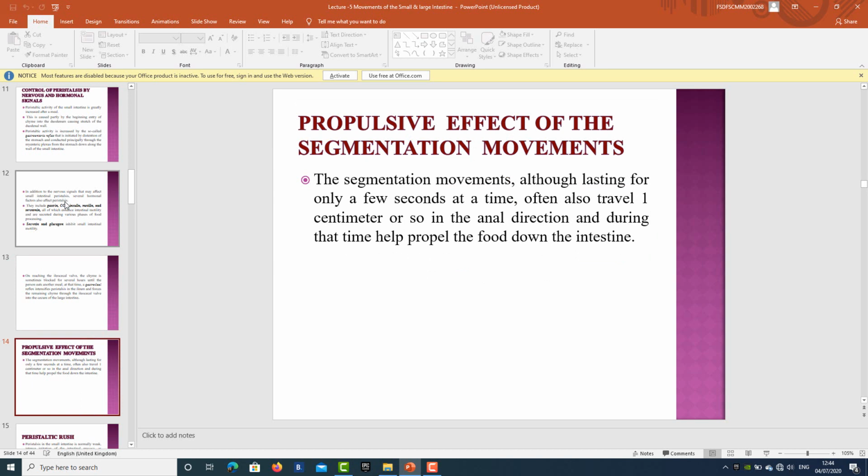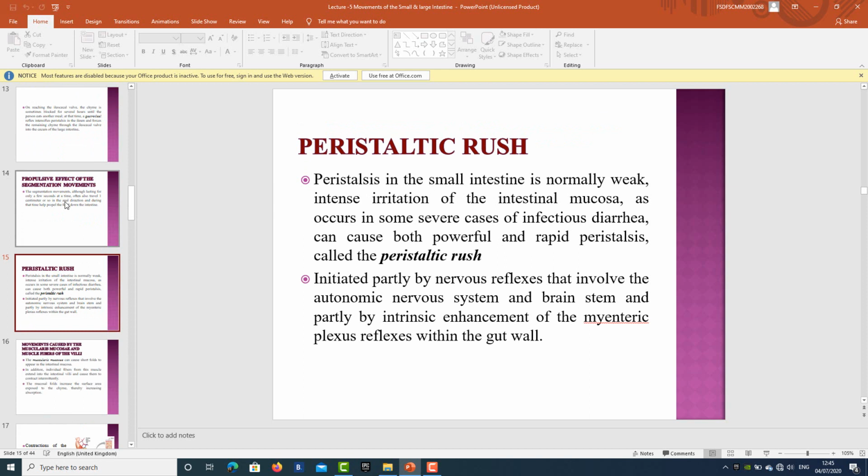Now let's talk about the propulsive effect of segmentation movements. The segmentation movements, although lasting for only a few seconds at a time, often also travel 1 centimeter or so in the anal direction and during that time propel the food down the intestine.